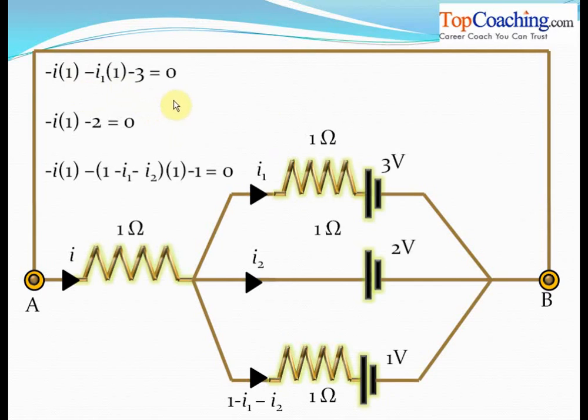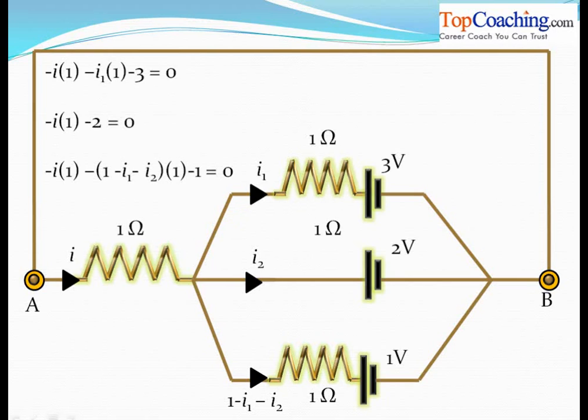3 equal to 0. When we apply Kirchhoff's law in the second loop, consisting of this resistor of 1 ohm and this battery of voltage 2 volts, we have minus I into 1, minus 2 equal to 0. In the third loop, we have minus I into 1, minus 1 minus I1 minus I2 into 1, minus 1 equal to 0. Note that in all these three cases, we have assumed that the direction of the current is also the direction of decreasing potential difference.